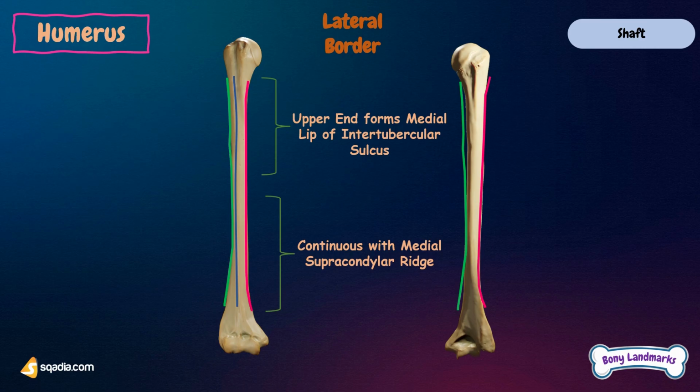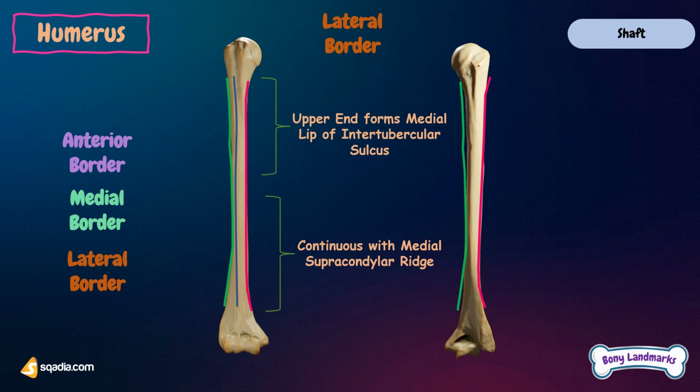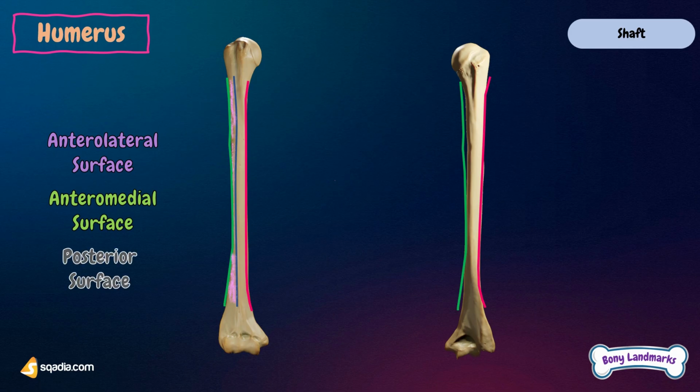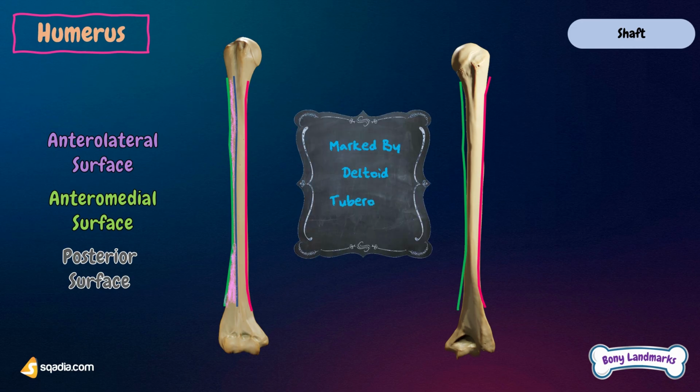Now that we have talked about the borders of the humerus, it will be easier for you to locate the surfaces. The three surfaces are: the anterolateral surface, which lies between the anterior and lateral border as shown here. The V-shaped deltoid tuberosity is the identifying mark of the anterolateral surface. Anteromedial surface lies between the anterior and medial borders. Its upper 1/3 is narrow and forms the floor of the intertubercular sulcus.